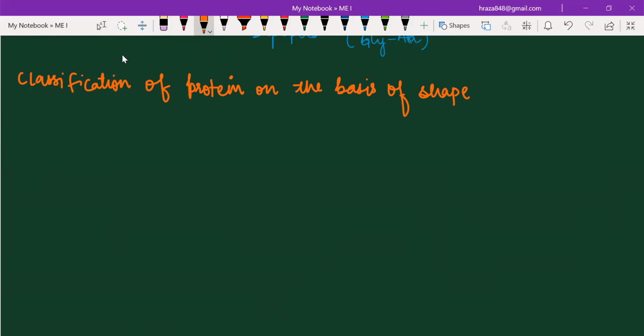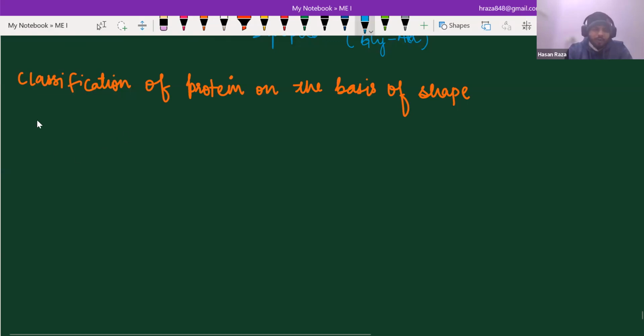Please do write with me. On the basis of shape. So they are of two types basically, the fibrous and the globular. So we can write they are of two types. The first one is globular protein, and the second one is fibrous protein.